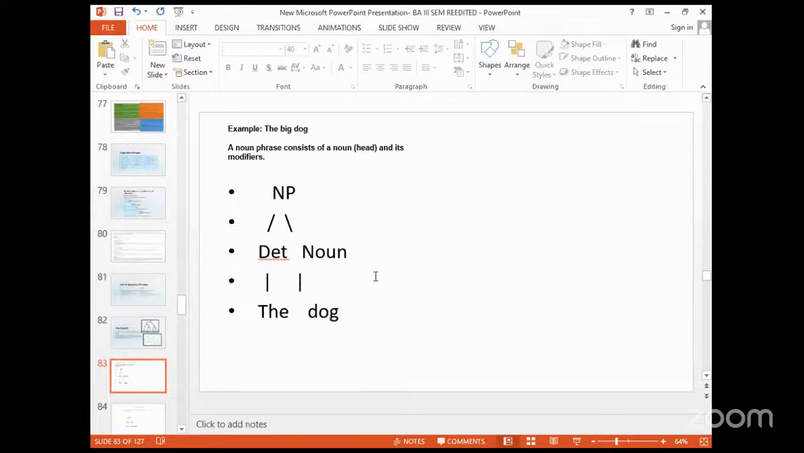So the big dog, and this is a noun phrase. Why? Because dog is a noun there in this sentence, right? That is the head word. So this is a noun phrase. The noun phrase consists of a noun as the head and its modifier. So what are the modifiers in this example? The and big, right? So these we call determiners and modifiers. They are modifying this noun dog. And so the noun phrase is further divided. The article is the determiner there, and the noun is dog. This is the noun phrase.